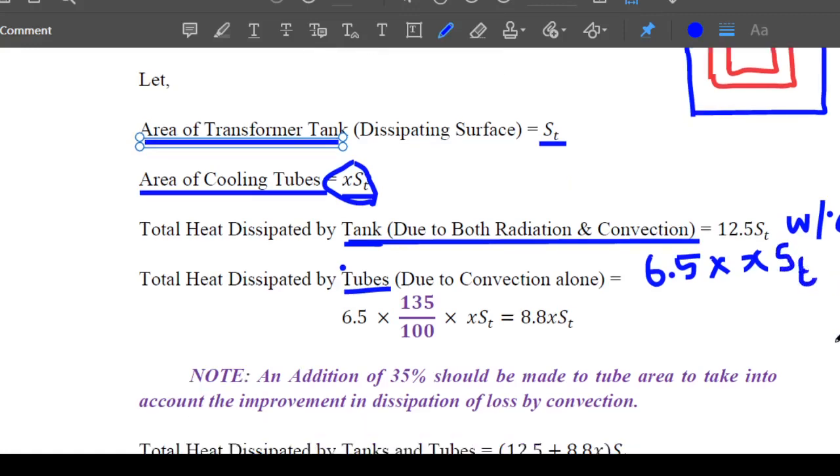But as I already told you, these tubes are providing a very good improvement in dissipation of the loss. It is actually performing more than its capacity in some way. So we are going to give an additional 35% area. Along with the 6.5 into X into ST, I am going to add 35%. 35% addition means 100 plus 35, so it is 135%. Okay, so what is the expression now? It is 6.5 into 135 by 100 into X into ST. When you simplify, you will get 8.8 into X into ST.